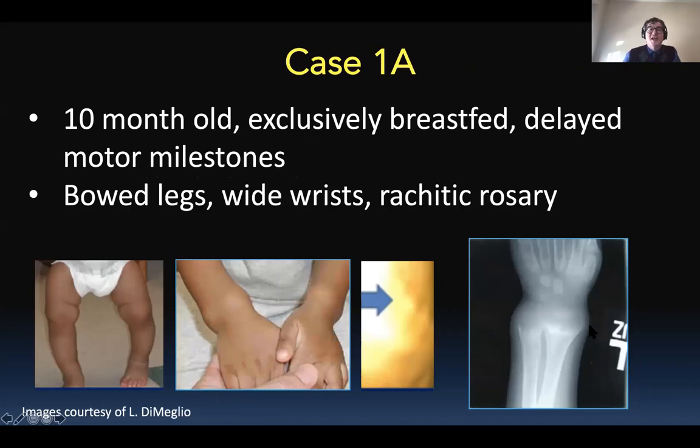So first, this is a 10-month-old, exclusively breastfed African-American girl that presented with some delay in motor milestones, and her family had noted her legs were starting to be bowed. You can see bowed legs when she's being held up here, widened wrists. She has some flaring of the costochondral junction, consistent with a rachitic rosary, and the flaring and widening and cupping appearance of her wrists there.